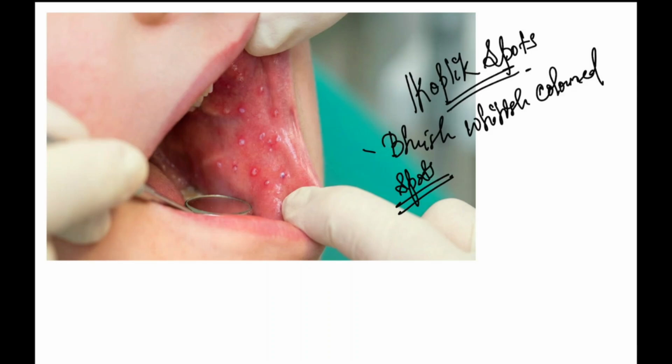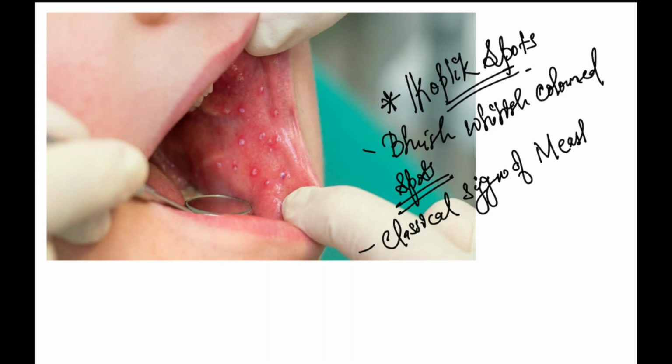And in which disease condition can you find Koplik spots? Yes, this is a remarkable question. Koplik spots are seen in measles. It is a classical sign of measles, which is also called rubeola.